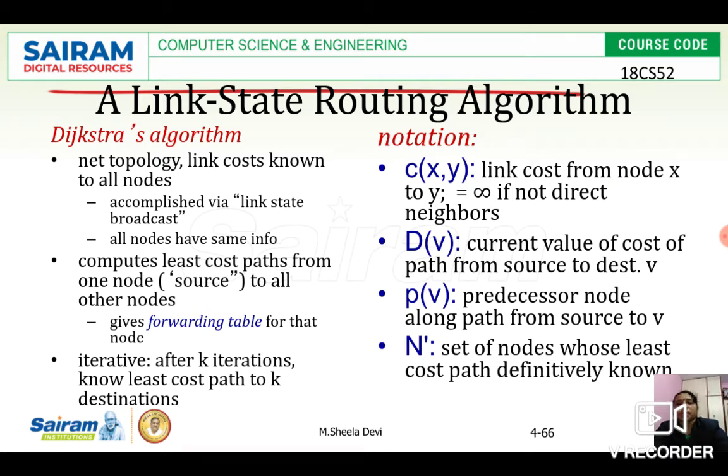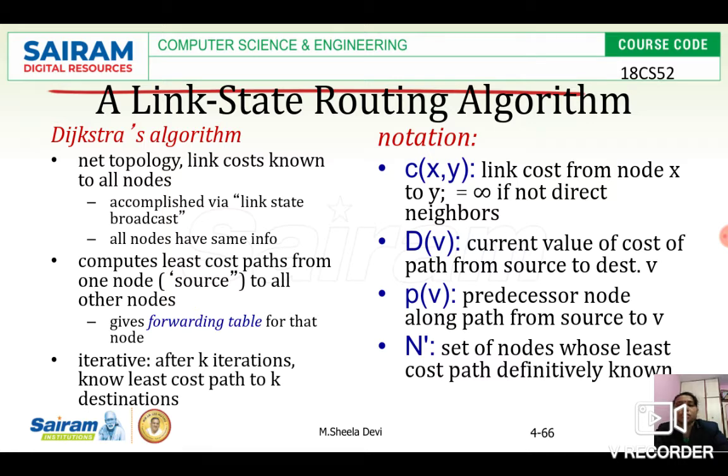Network topology and link costs are known to all nodes. This is accomplished via link state broadcast, so all nodes have the same information. Once we calculate this topology, the information will be there in all the nodes. Iteration after k iterations, we know the least cost path to k destinations. So if we have k nodes in a network, k iterations should be done. Once all the k iterations are over, we will have the least cost path from the source node to all the other nodes in the network.